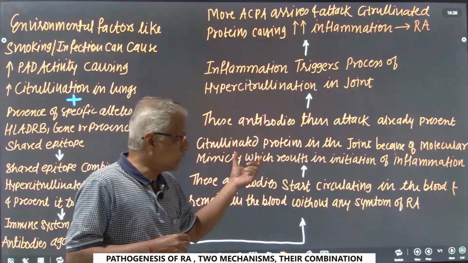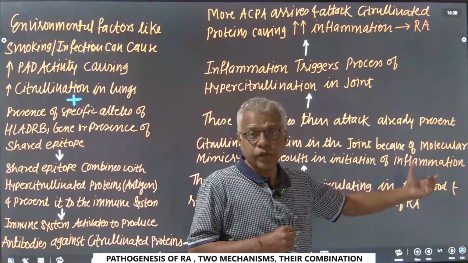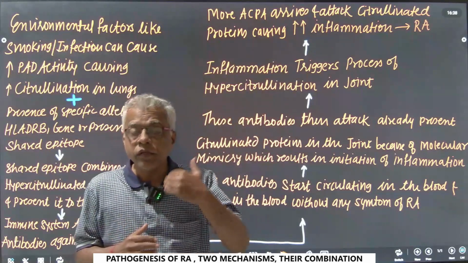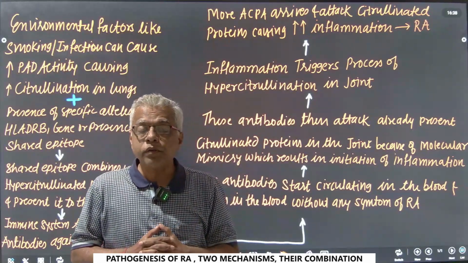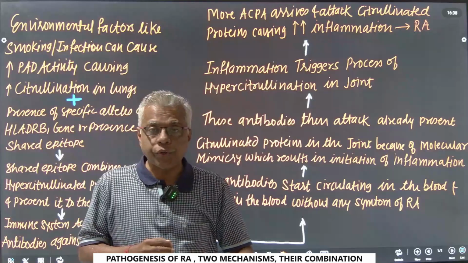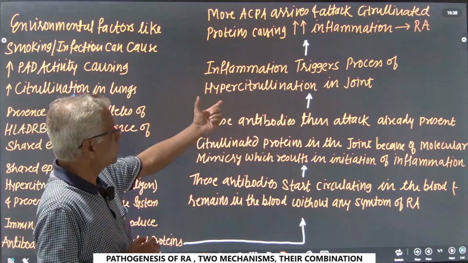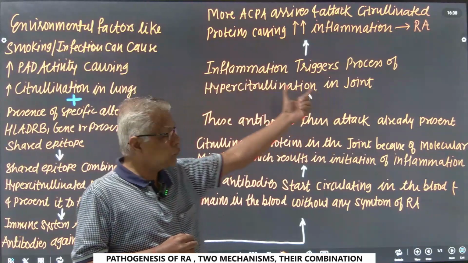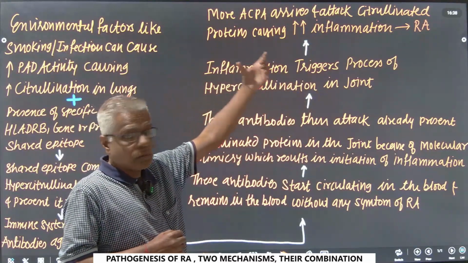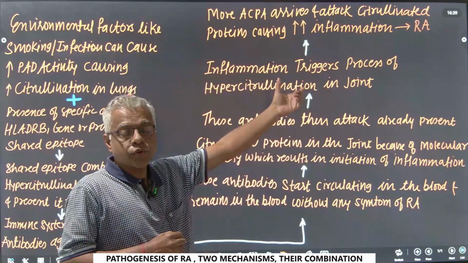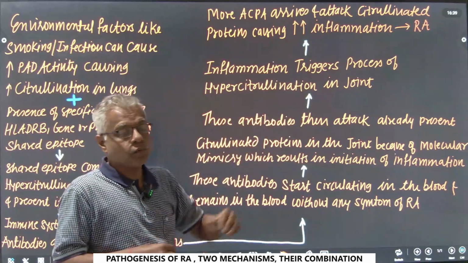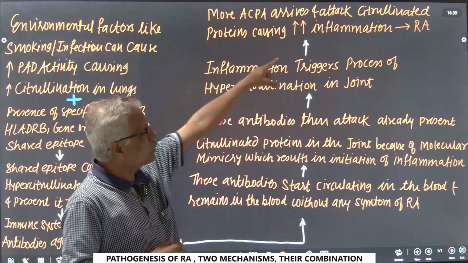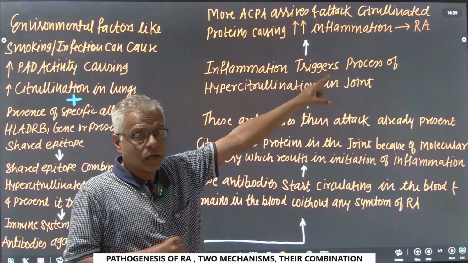And this initiates what? This initiates the inflammation here, and because of this inflammation, it results in hypercitrullation in the joint. Okay, so this inflammation triggers the process of the hypercitrullation in the joint, and again these antibodies come and they again attack these hypercitrullinated proteins, and the cascade is formed, and this is how in the end we get the inflammation of the joint and the RA.